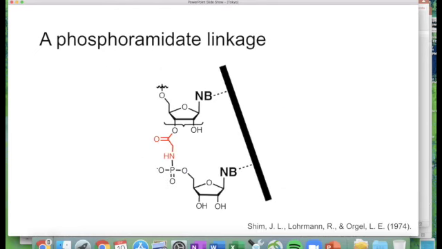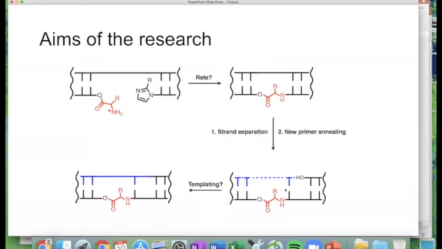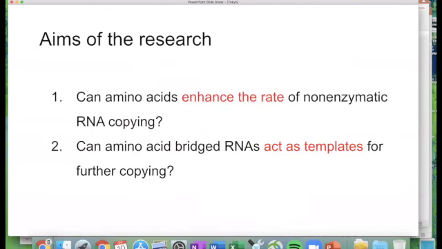We thought that this reaction might not require magnesium and could thus be a good candidate chemistry for integration with vesicles. Our second question was whether the products of such reactions, which we call amino acid bridged RNA, could then act as templates for further copying. Such a step is essential if such bridged RNAs are to contribute to continued cycles of genetic replication. So those are the two questions I'm going to talk about today.